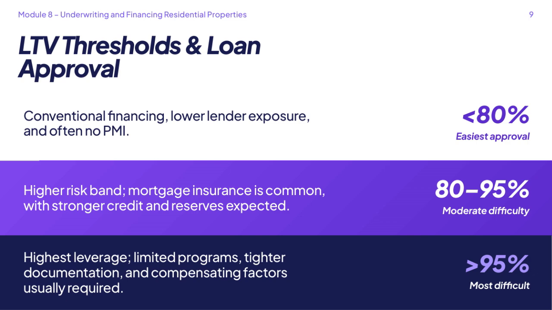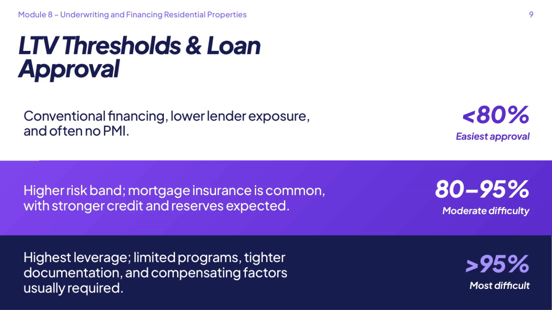If the LTV falls between 80 and 95%, it becomes a higher risk band. Mortgage insurance is common in this range, and lenders expect stronger credit profiles and cash reserves as a cushion. Approval is moderately difficult, but still achievable with the right documentation and financial strength.